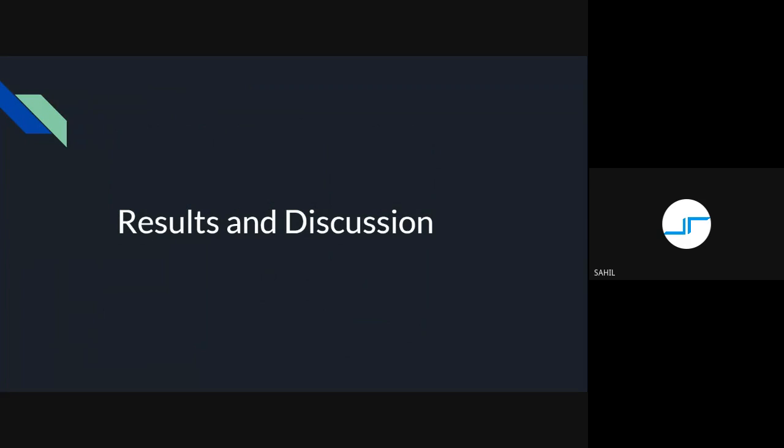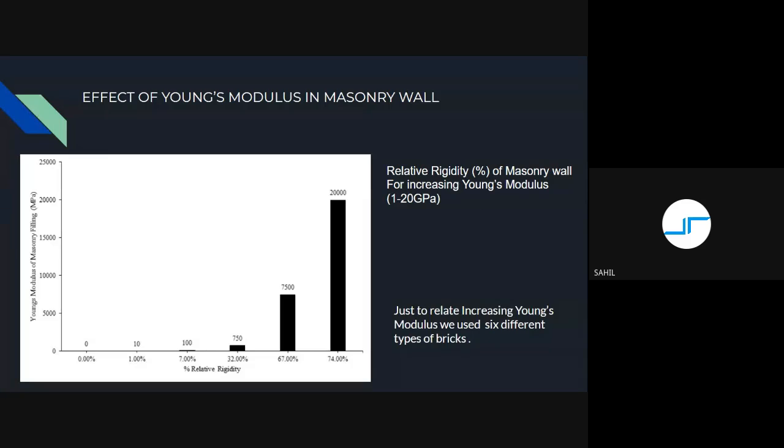So here we are going to discuss the results that we attained from our report. The first result is the effect of Young's modulus in the masonry infill wall. We are changing the Young's modulus in a range of 1 Pascal to 20 gigapascal, and the relative rigidity of the masonry wall increases with increasing Young's modulus. So the graph shows the positive relation between Young's modulus and the rigidity of the masonry infill wall.